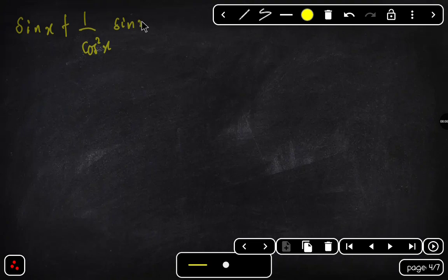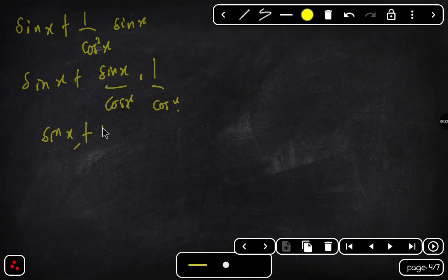This is where we stopped, and so we can rewrite this as sine x plus sine x over cos x, multiplied by 1 over cos x. Don't forget cos x times cos x will give us cos square x, and sin x over cos x should give us tan x. So we have sin x plus tan x, then 1 over cos x will give us sec x, and that's the answer to that problem.